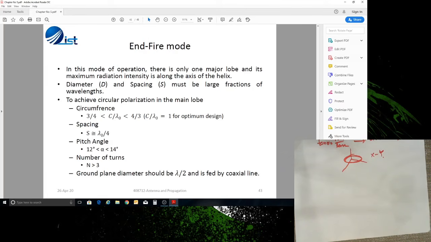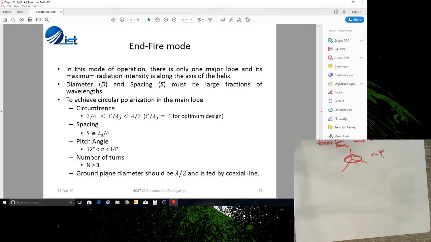तो अभी हम सर्कुलर पोलराइजेशन इस केस में मेन लोब के अंदर अचीव करने के लिए जो हमारे पास रिक्वायरमेंट्स हैं वो ये हैं कि जो सर्कमफ्रेंस है in terms of wavelength it has to be between 3/4 to 4/3. ठीक है, ये एक रेशो है, so it's in terms of ratio over here. और ऑप्टिमम जो डिजाइन है वो है कि C by lambda naught जो है वो इक्वल टू 1 हो जाए. ठीक है, और जो स्पेसिंग है you have to consider spacing to be equal to lambda naught by 4. जो पिच एंगल है should be between 12 degrees to 14 degrees, और जो नंबर ऑफ टर्न्स है they have to be greater than 3.